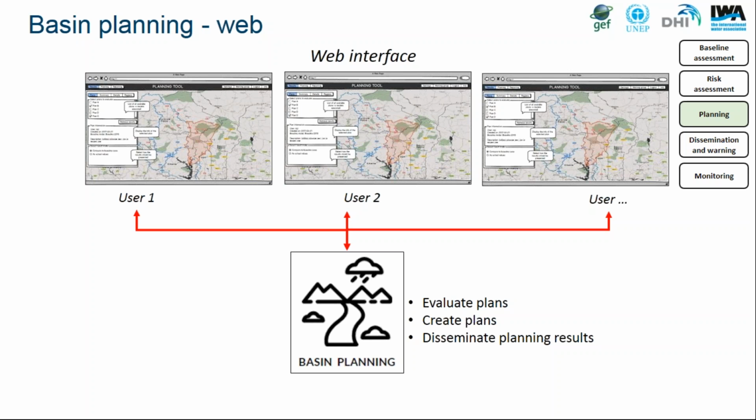So multiple users can access different baseline cases and results, and each of these corresponds to a certain user group. The information transferred between the web server and the user is, we have thought it up to be very light information so that the web solution works even with poor internet connectivity. The information transferred is purely what is needed to evaluate plans, create plans, and disseminate the planning results.